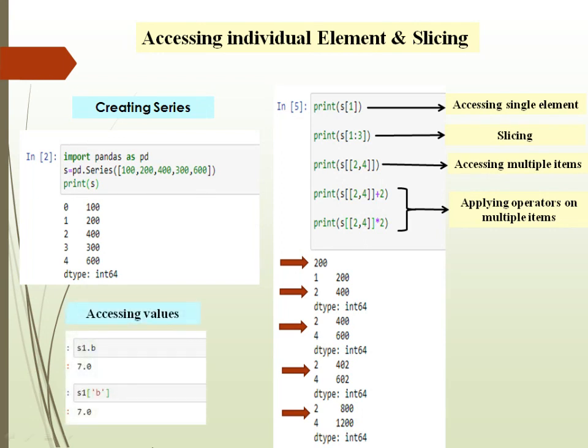Accessing values. See how we can also access the values like this. s1.b, where s1 is any series and b is the index. So the answer is 7.0. s1['b']. So this is how we can also access the values by using their index labels. Clear?